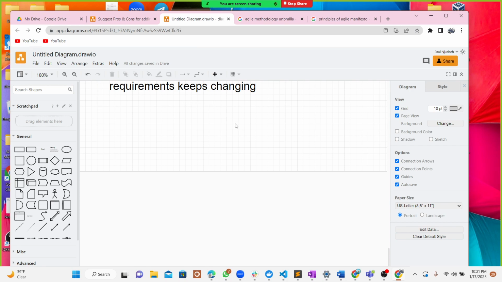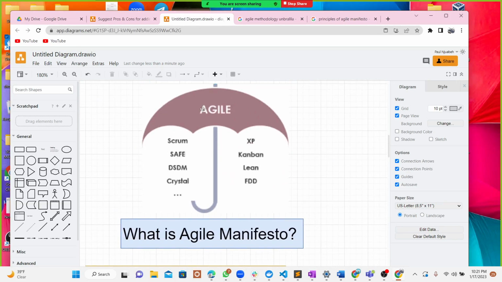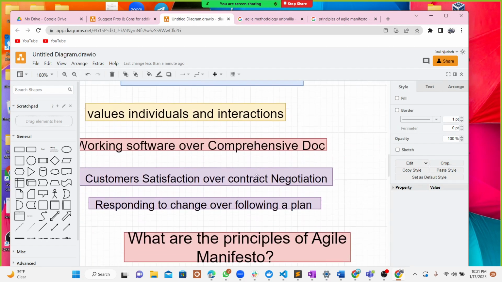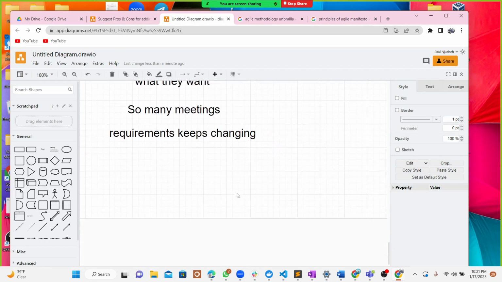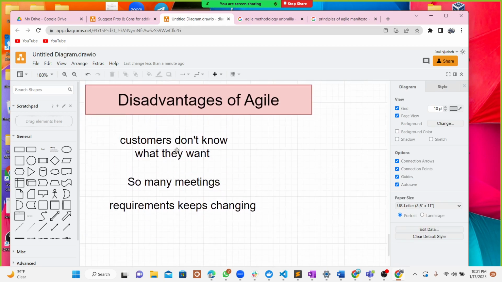Now, the next important thing that we are going to start looking into is some of the frameworks that are under Agile. We'll start looking at Agile frameworks. And remember, we have an interesting umbrella here. These are Agile frameworks right here. That is not all, but those are some of the frameworks. It depends on the organization that is defining it.